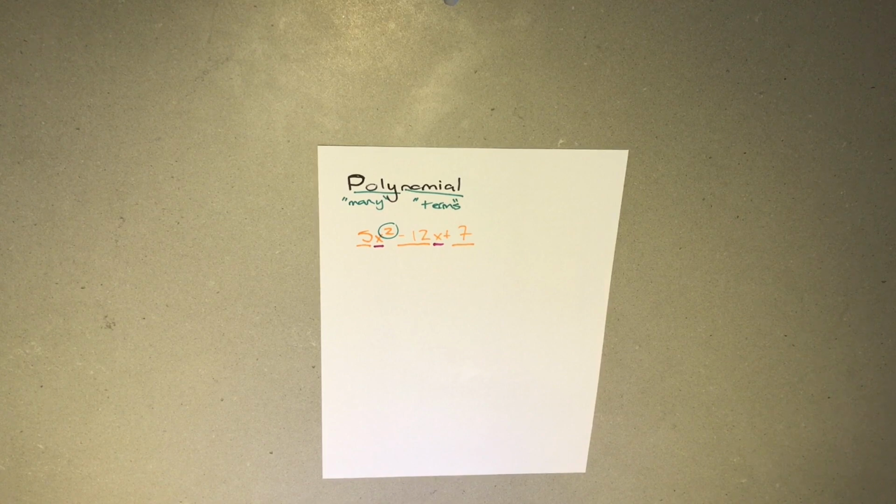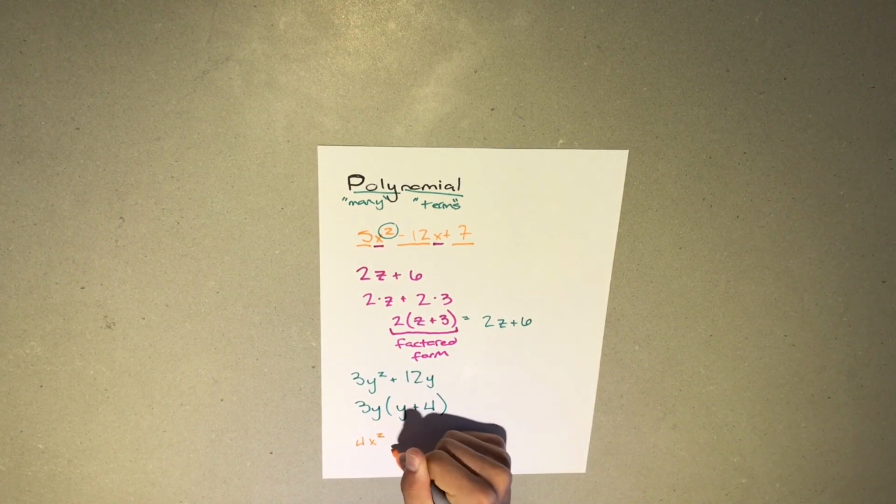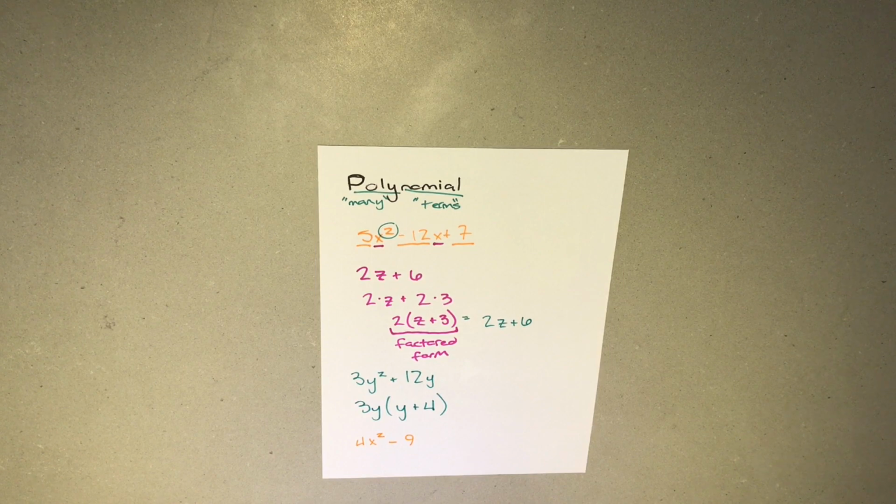Factoring is finding out which expressions multiply together to get a polynomial. So factoring is the opposite of expanding. So another example is 4x squared minus 9. You can see that there are no common factors. So this is a special case called the difference of squares.